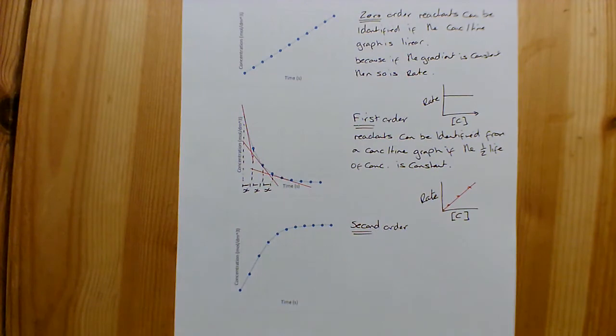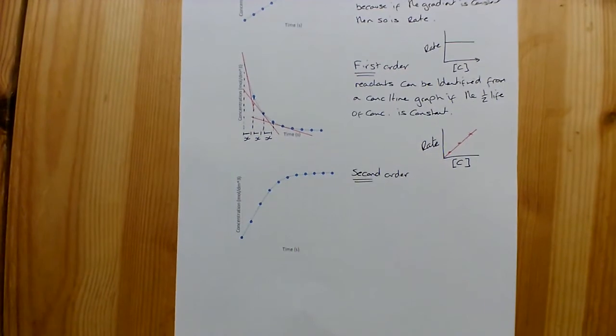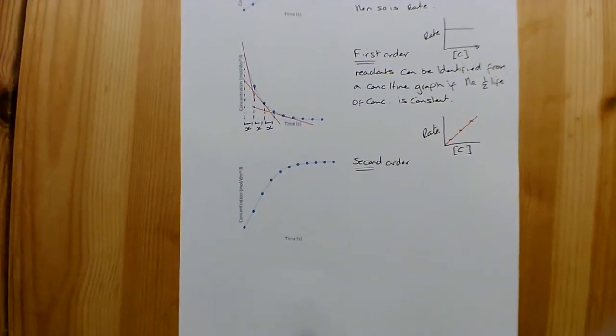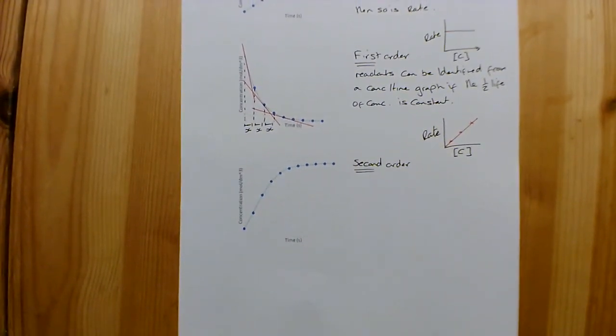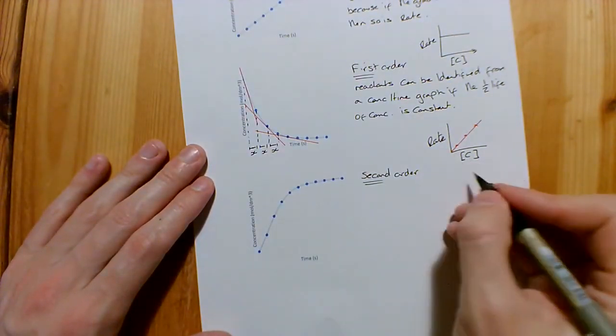Now, we can't determine that this is a second order reactant from the concentration time graph. It looks similar to a first order reactant, and we could look at the half-life to see if it was, and we'd find that the half-life is not constant for this. But eliminating the possibility of zero order or first order isn't good enough. You need to actually confirm that it's second order. So the way we would do that is we would convert it to a rate concentration graph.